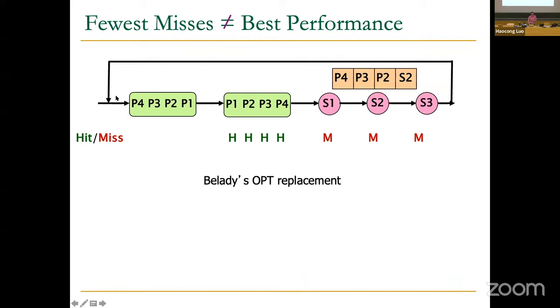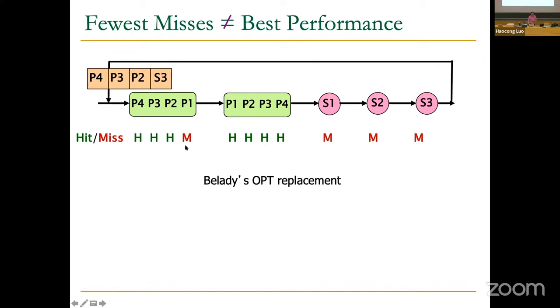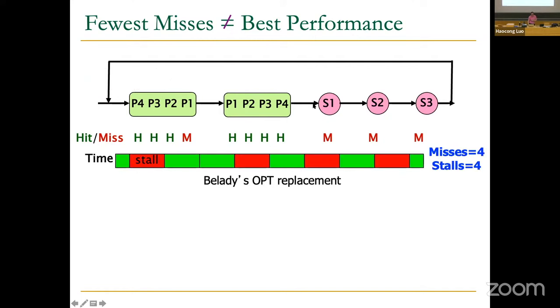And then when you get over here, you see P4. That's a hit, clearly. So these three are going to be hits because P4, P3, and P2 are in the cache. S3 is in the cache, and now you have P1. P1 is a miss because it's not in the cache, and P1 is going to replace S3 because S3 is the one that's going to be referenced furthest into the future, because you're going to reference P1, P2, P3, P4, all of them over here. Okay, so that basically gets us back to the steady state.